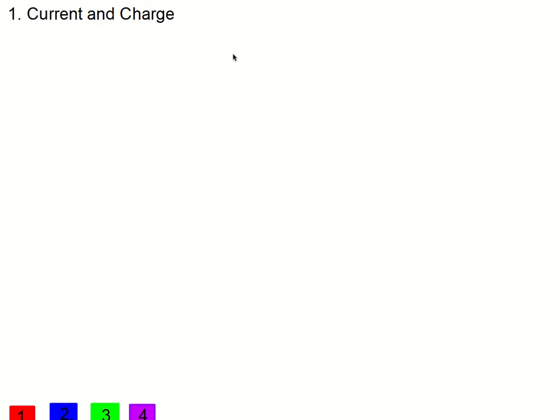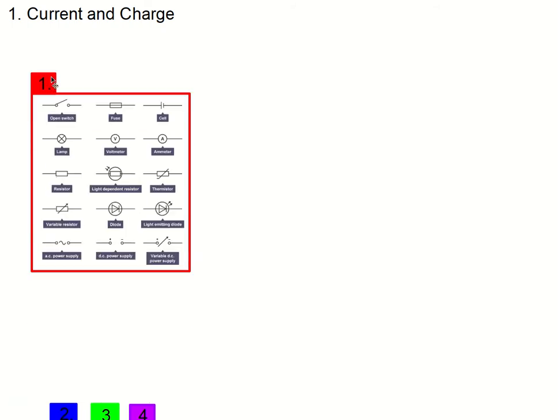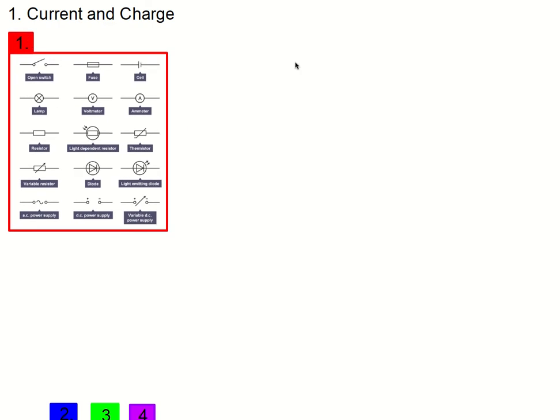Hello and welcome to the first video on electricity, where we're going to go through the simple bits, the basics on what current and charge are and how circuits work in very simple terms. So the first thing we're going to have a look at are the circuit symbols.